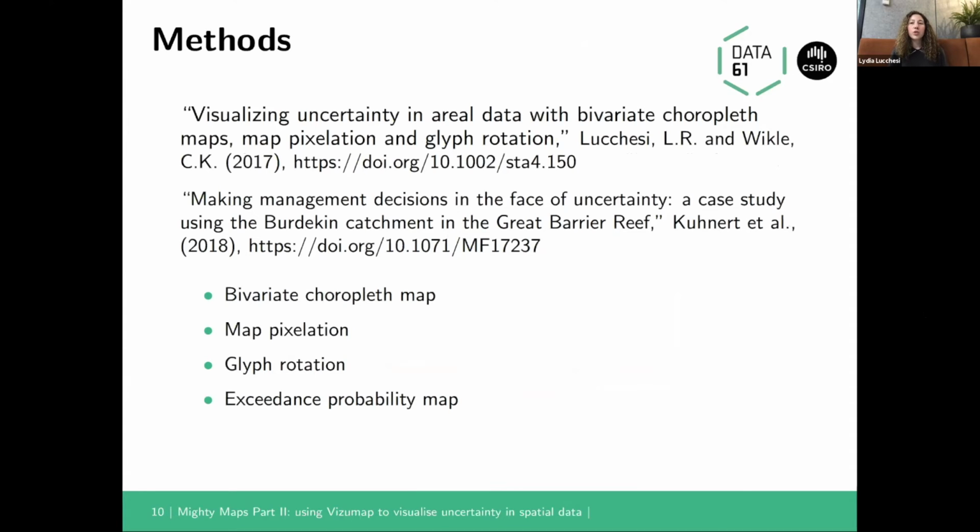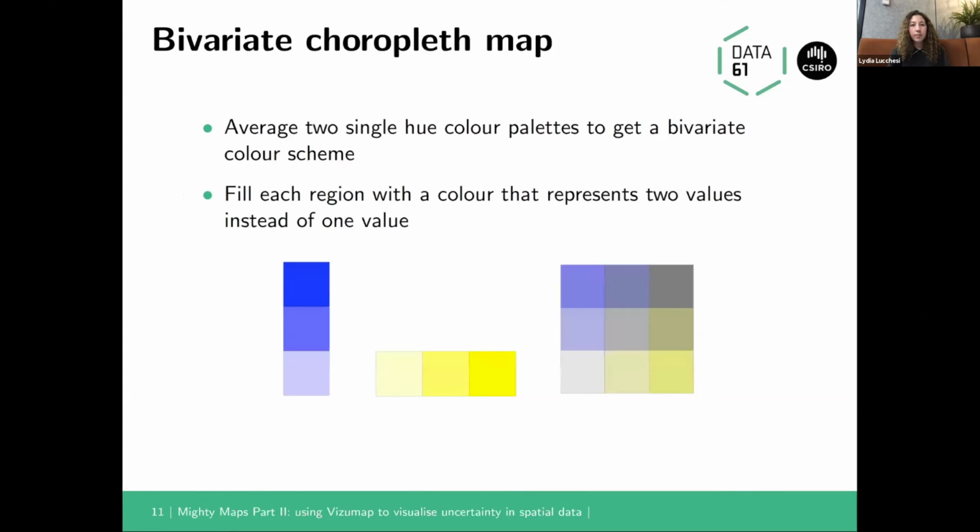Okay, moving on to the 4 methods in Vizumap. They include the bivariate choropleth map, map pixelation, glyph rotation, and the exceedance probability map. The first 3 methods are discussed in that first paper, Visualizing Uncertainty in Areal Data, and the 4th method is discussed in that second paper. For the bivariate choropleth map, the approach is to average 2 single hue color palettes to get a bivariate color scheme. And from there, you can fill each region with a color that represents 2 values instead of 1.